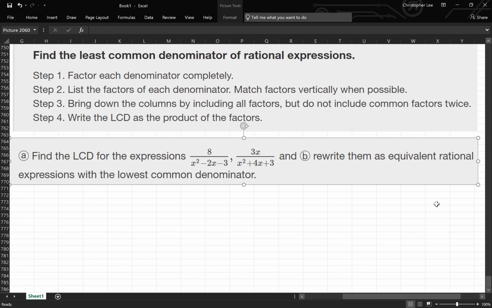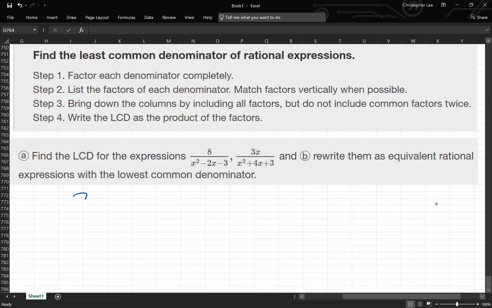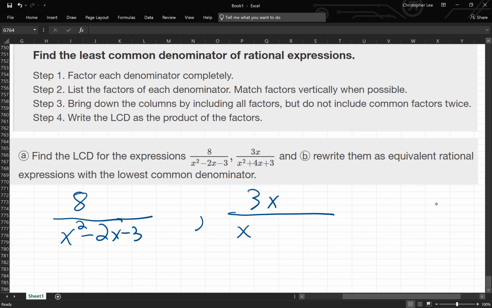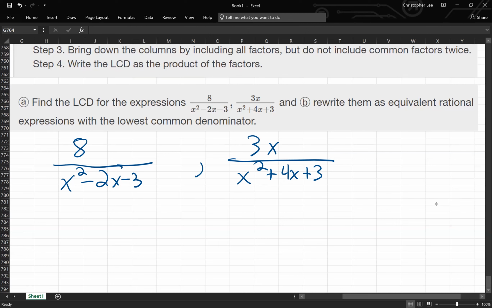So let's look at this. I have 8 over x squared minus 2x minus 3. And I have 3x, comma here, over x squared plus 4x plus 3, right? First thing I want to do is I want to factor the denominators, right? So I'm going to factor these. So I'm going to have 8 over, what's this? X minus 3, x plus 1, something like that.